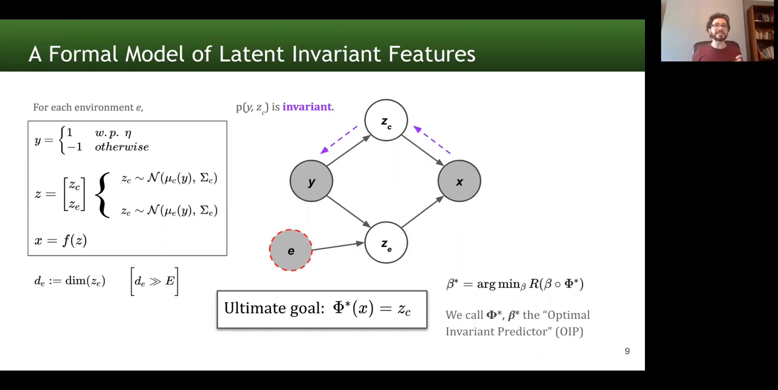It's invariant in the sense that it doesn't rely on these environmental features. And so regardless of what future environment we see, our ability to predict Y will not change. And it's optimal in the sense that we extract all of the available invariant information with regards to the label.